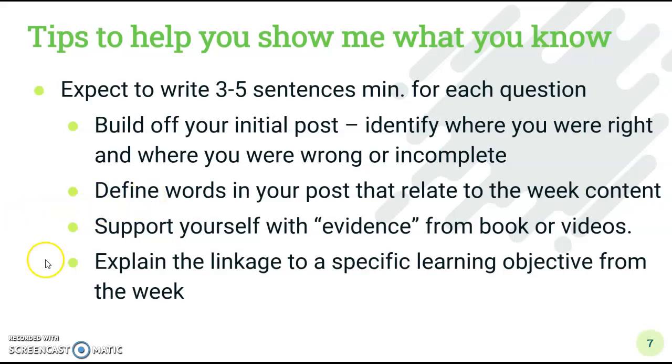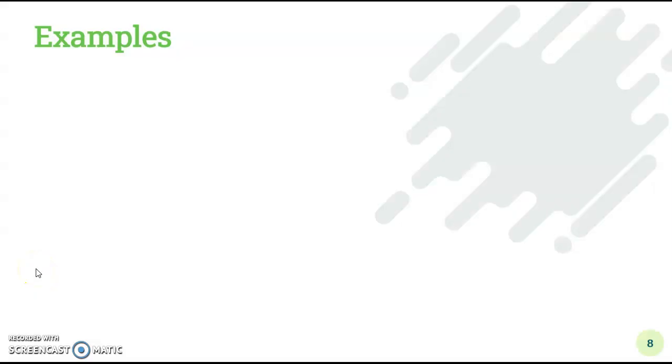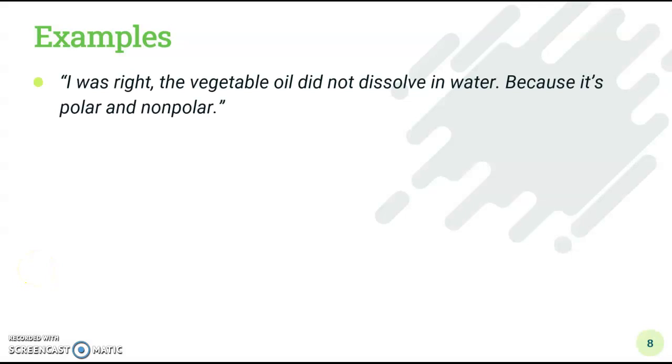Let's look at some examples. So I want to start with a weak example. "I was right. The vegetable oil did not dissolve in water because it's polar and nonpolar." So I have a couple issues with this. First of all, I don't know which one is which, vegetable oil or water. I'm left as the instructor wondering if they know what dissolving means, what it looks like. Do they know what polar and nonpolar look like?